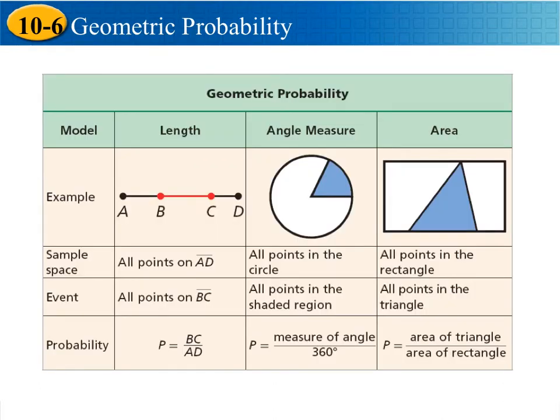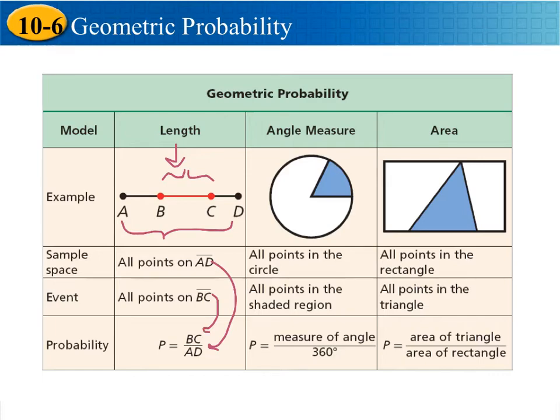So here it just shows us that we can use geometric probability for length on a segment. So our sample space would be the whole thing, which is the whole length AD. And our event would just be what we're looking for. So we're just trying to see what's our probability of being on BC when our whole segment is AD. So our sample space goes on the bottom, and what we're looking for goes on the top.